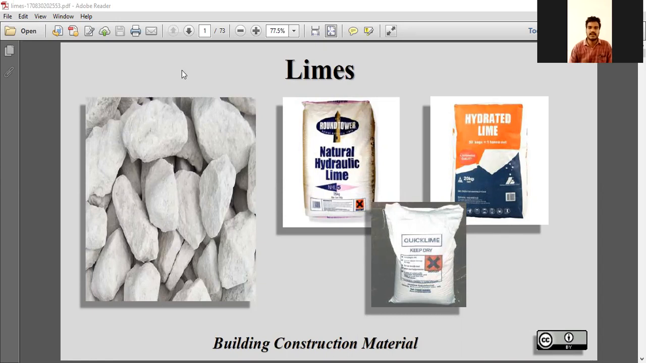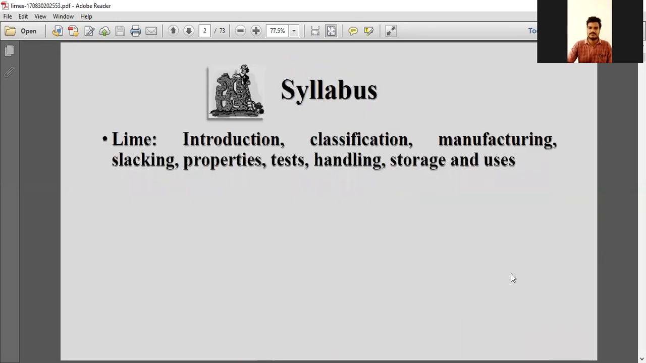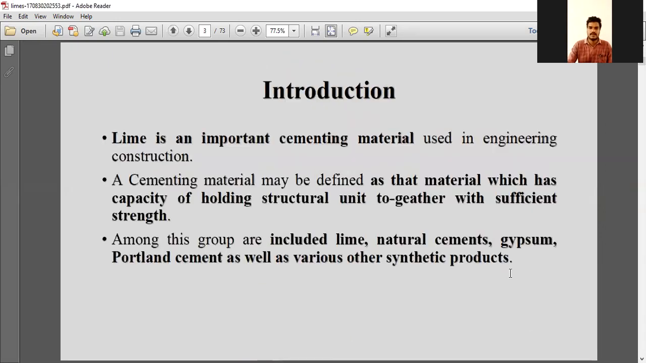So here you can see a lime. It appears like this. It is a stone available in the earth. Let us discuss lime now. Lime is an important cementing material used in engineering construction or building construction.